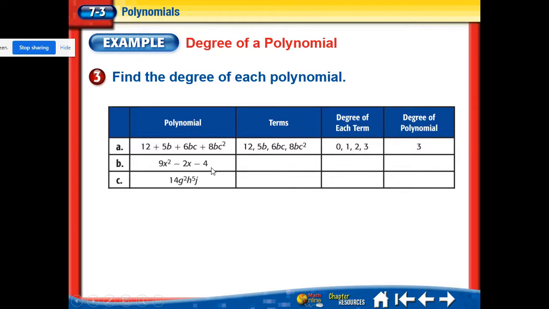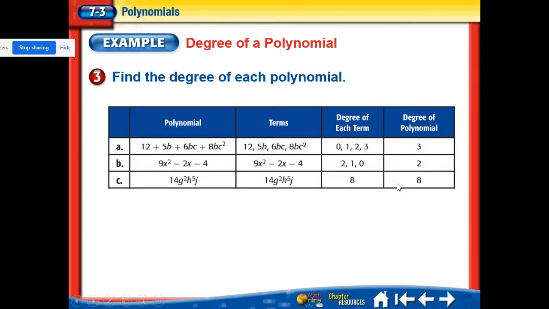Now looking at the middle one here, each term is separate again: the 9x, the negative 2x, and the negative 4. So the degree here is 2, then 1 and 0. The highest one of those numbers is 2. And for the last one here, 2 plus 5 plus 1 adds up to be 8. There's only one term, so it has to be 8 also.